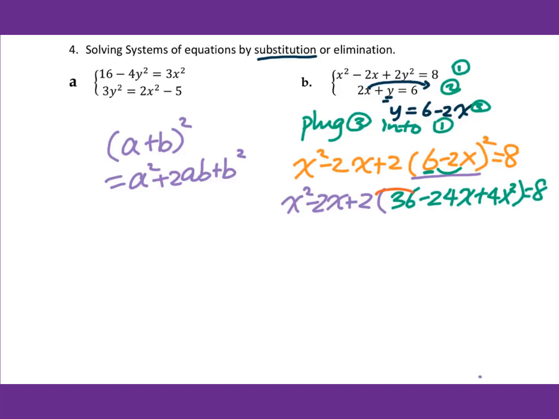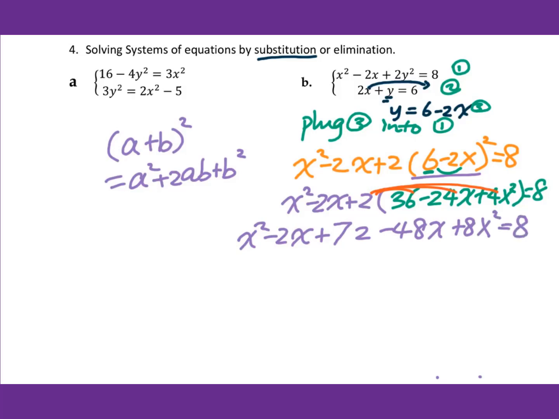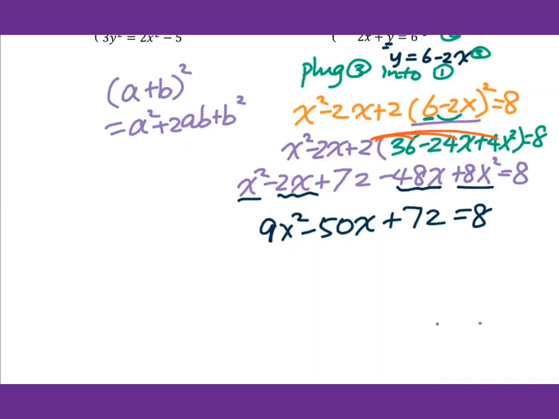You've got to do the distributive property now. So we get x squared minus 2x plus 72 minus 48x plus 8x squared equals 8. Then you need to combine like terms. You will get 9x squared minus 50x plus 72 equals 8. We know this is a quadratic equation, so try to get it equal to 0, minus 8 on both sides.